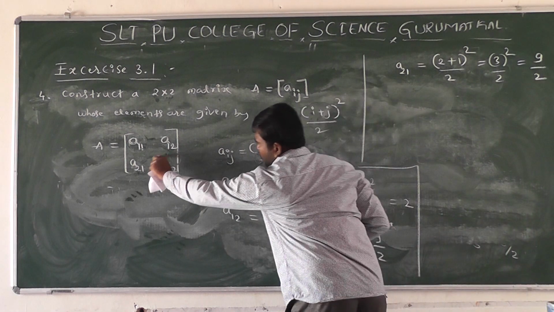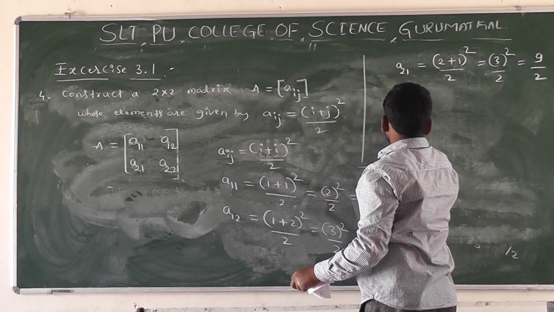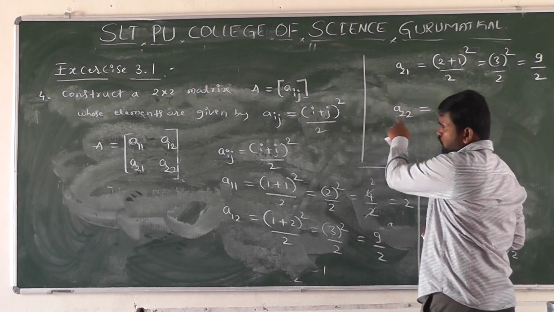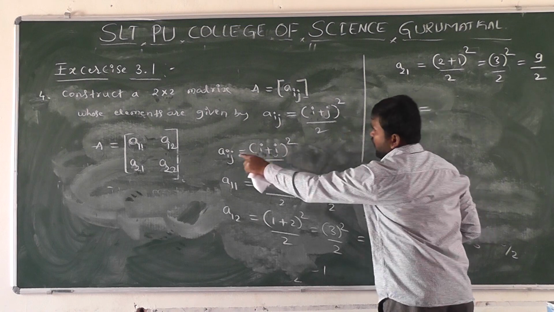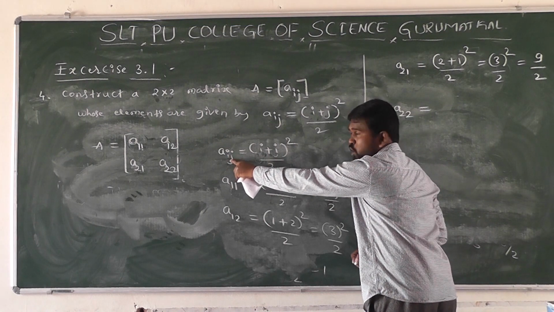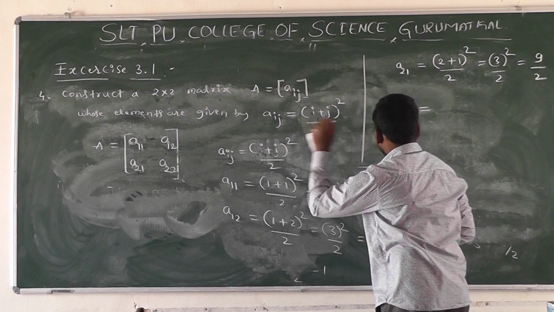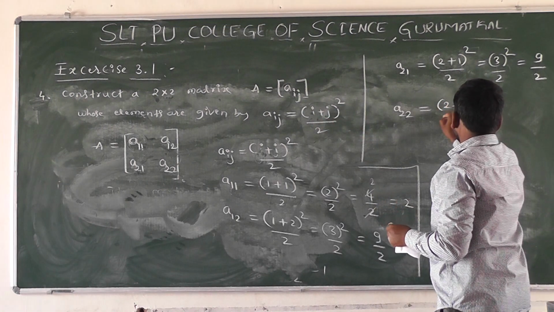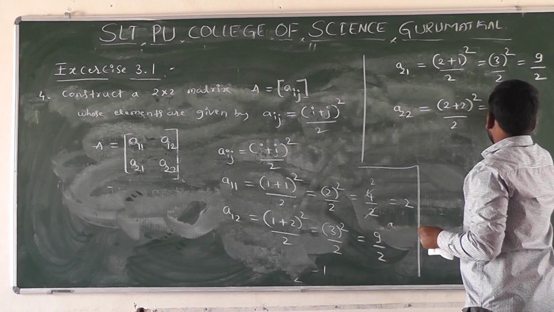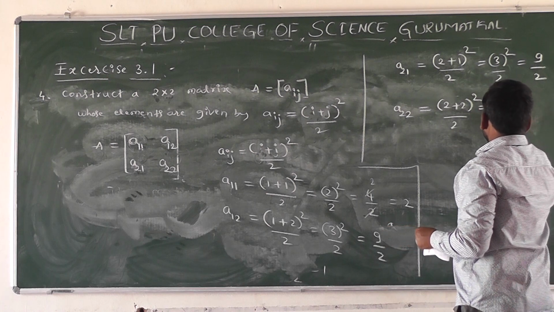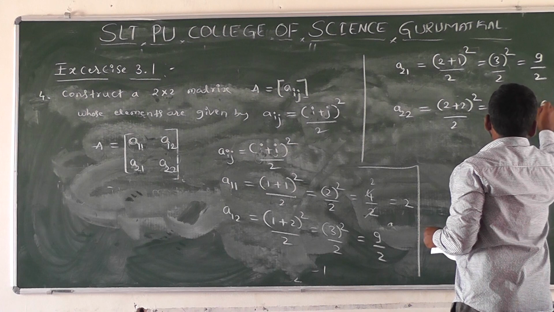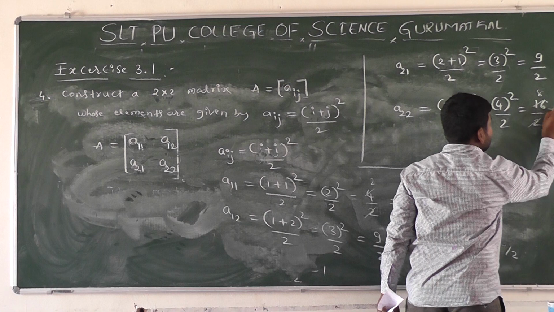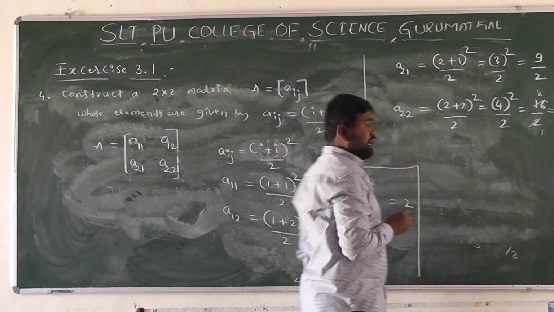Next, this one element, A22, second row, second column element. Right? Then i is nothing but 2. We have to compare in this equation. i is nothing but 2, and j is also nothing but 2. In place of i and j, we have to substitute 2. (2 plus 2) whole square divided by 2. 2 plus 2 how much here? 4. 4 square divided by 2. 4 square is how much here? 16. 16 divided by 2. 2 eights are 16. It is nothing but 8. Right?